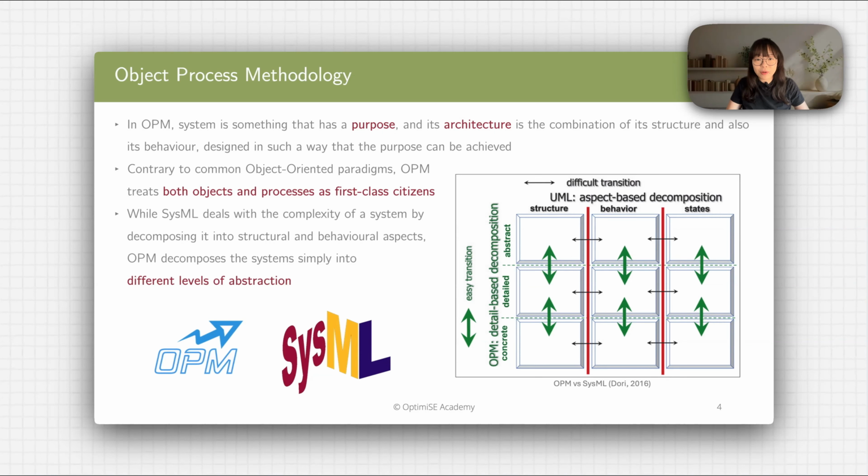Some of you may have heard of SysML, which is another popular system modeling language. While SysML provides different diagram types to model the different aspects of a system, in OPM we simply stick to the same kind of diagram and we decompose the system simply using different levels of abstraction. This allows the modeler and also the reader to understand the system without having to switch across different contexts, and you'll be able to understand the model just using the same minimal universal ontology and the same kind of diagram.